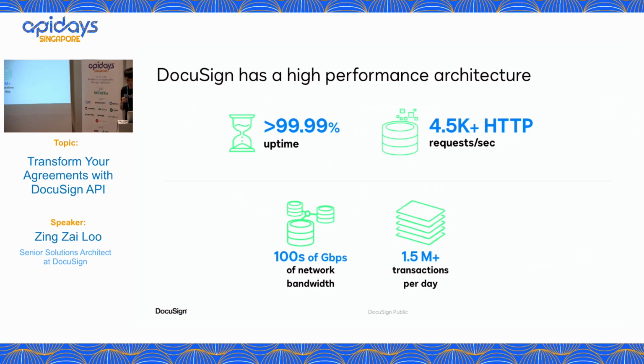Okay. So next part is DocuSign has a very high performance architecture, up to 99.99% uptime. So this pretty much means less than 5 minutes of downtime every month. 4.5K HTTP requests every second, more than 100 gigabits per second of network bandwidth, more than 1.5 million transactions per day.